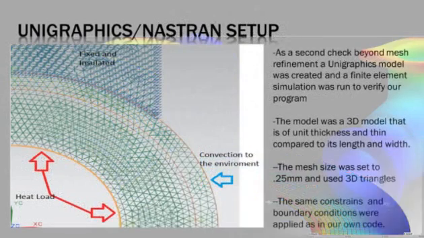As a second check beyond mesh refinement, a Unigraphics model was created and a finite element simulation was run to verify our program. The model was a 3D model that is of unit thickness and thin compared to its length and width. The mesh size was set to be 1/4 millimeter and used 3D triangles. The same constraints and boundary conditions were applied as in our own code.